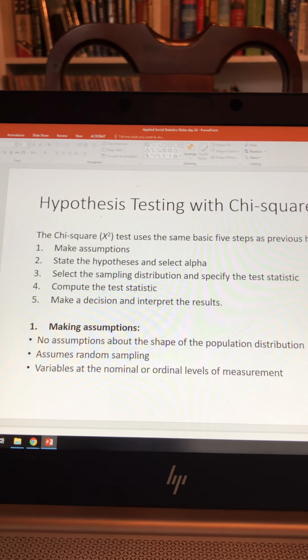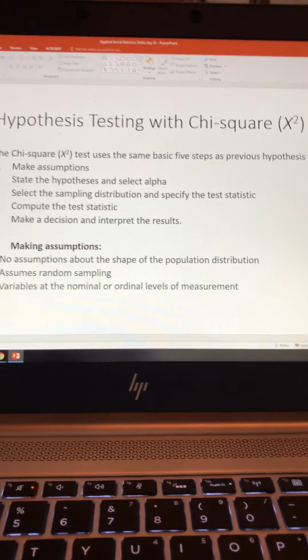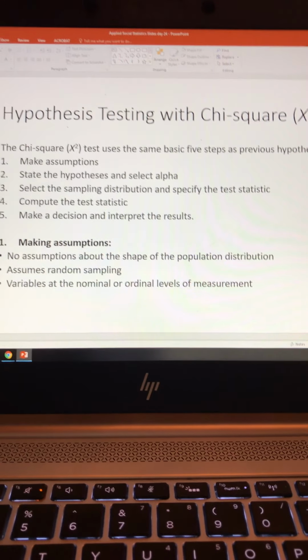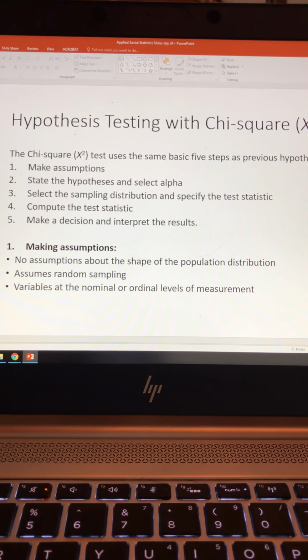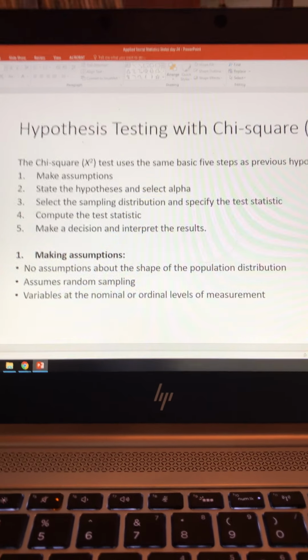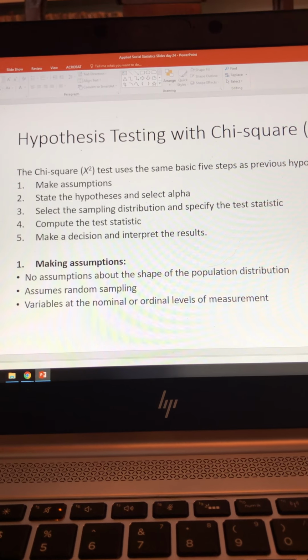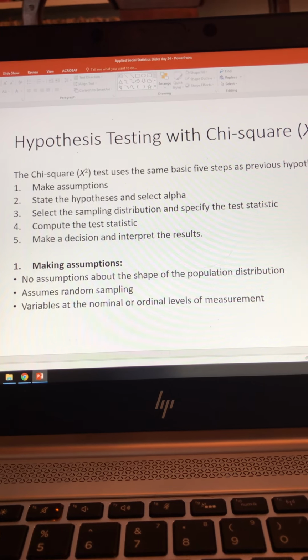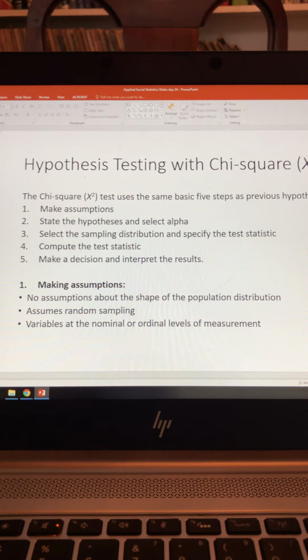Okay, so hypothesis testing with the chi-squared test is similar to hypothesis testing before in the sense that you're going to have a pretty standardized procedure. We have to make assumptions, state the hypotheses, select alpha, select the sampling distribution, specify the test statistic, compute the test statistic, and then make a decision. So the first thing is making the assumptions.